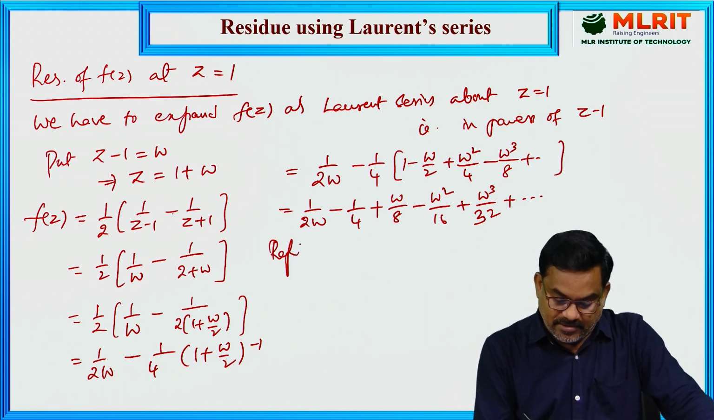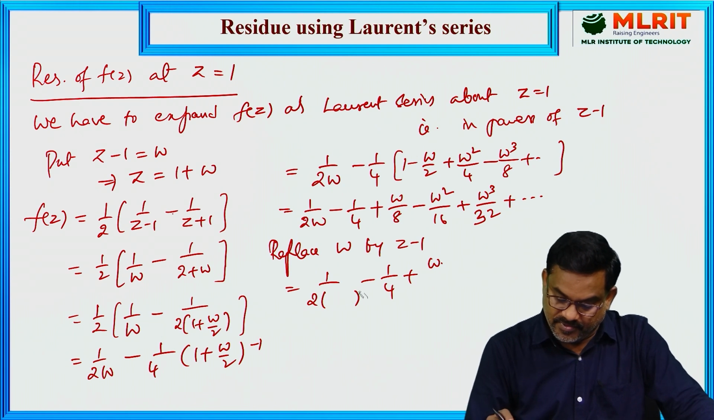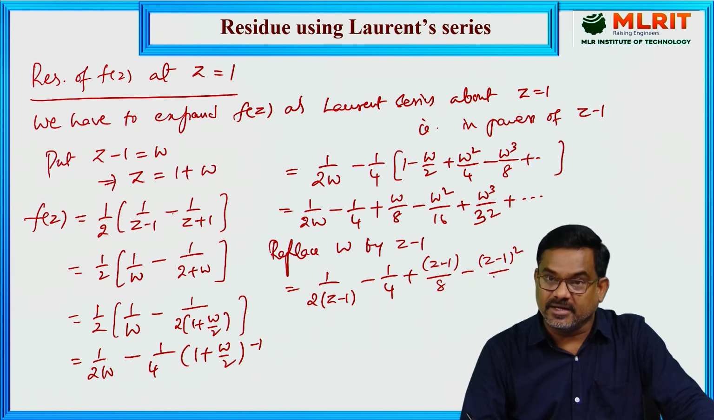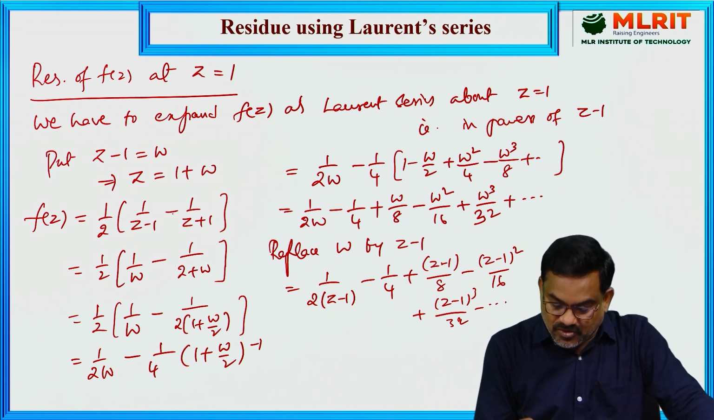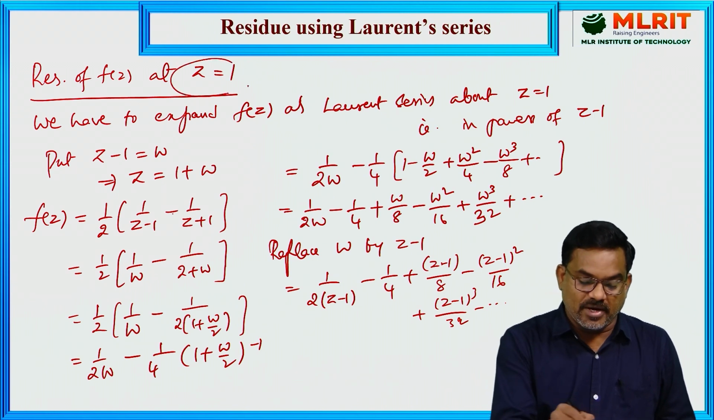Now replace w by z minus 1, and what we get is 1 by 2 into z minus 1, minus 1 by 4, plus z minus 1 by 8, minus z minus 1 whole square by 16, plus z minus 1 whole cube by 32, minus and so on. So here we are calculating the residue of the function at z equal to 1.